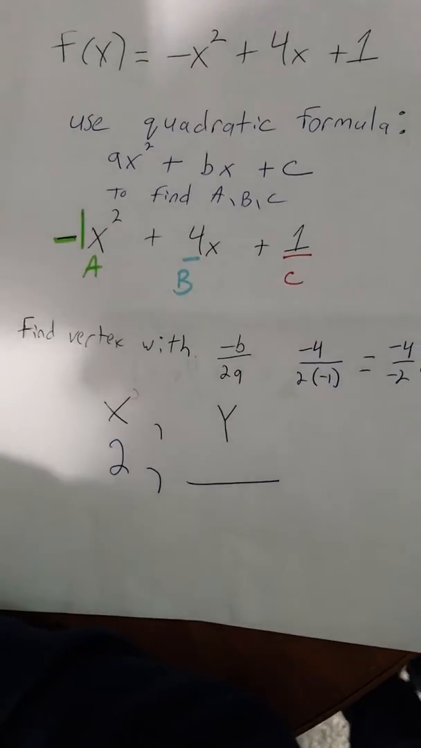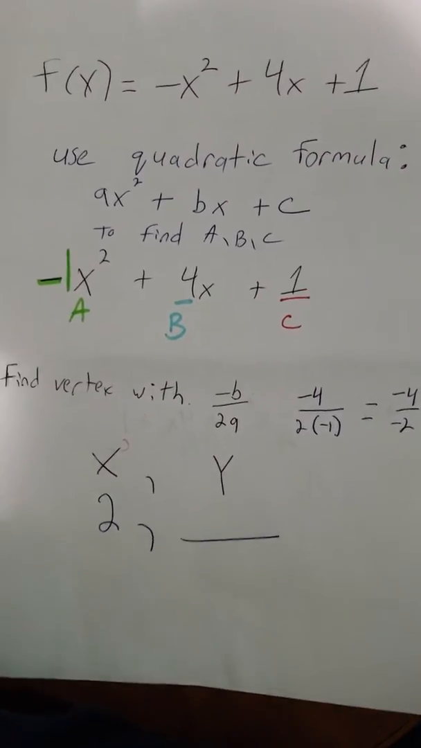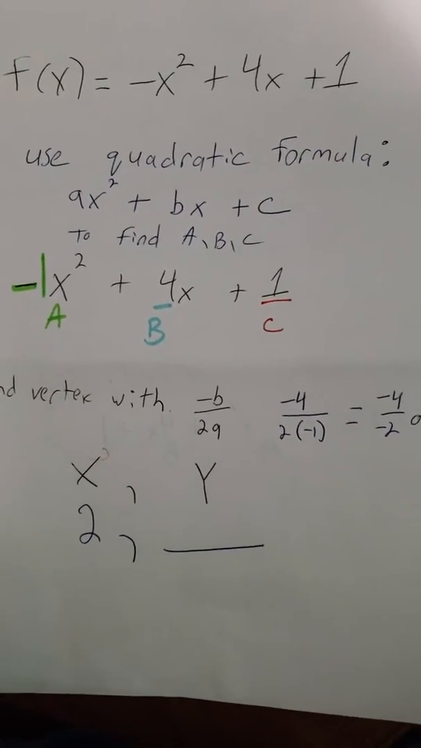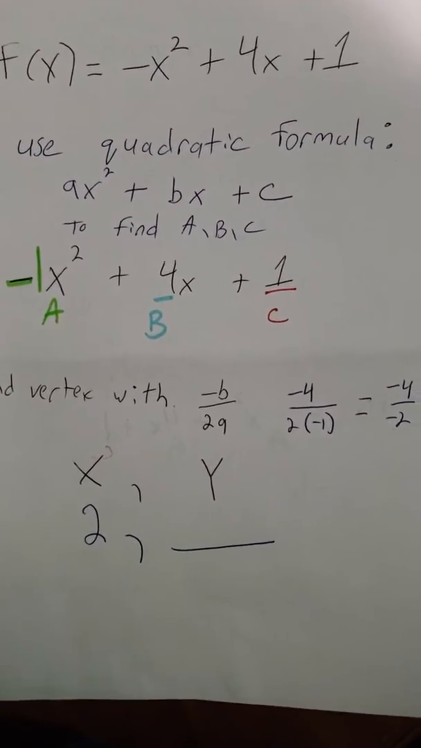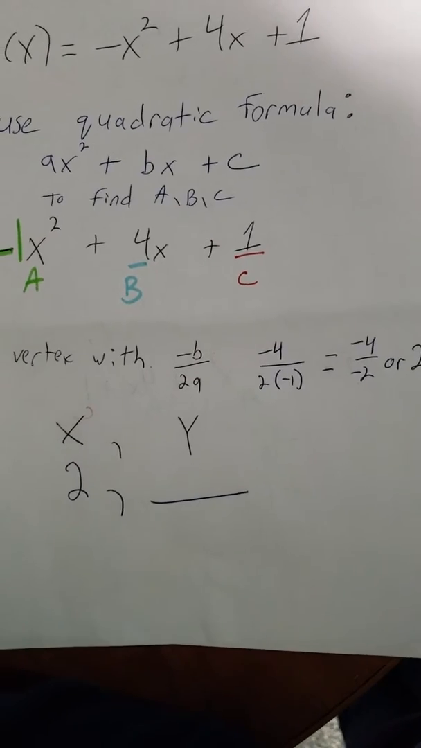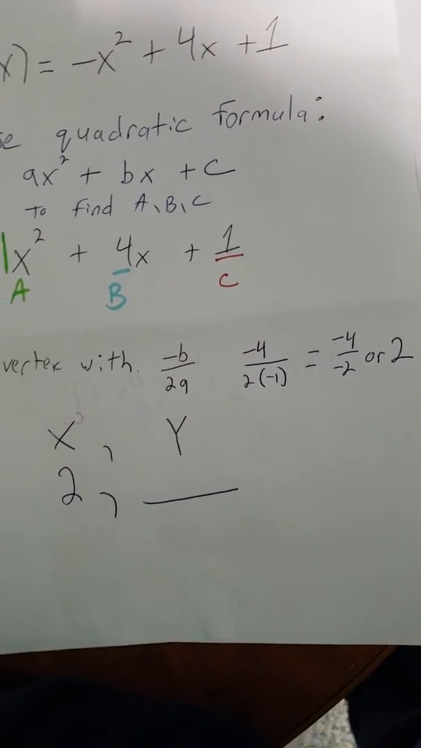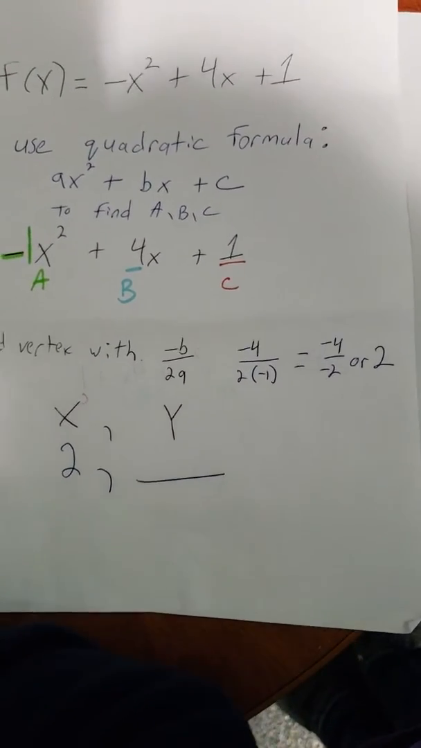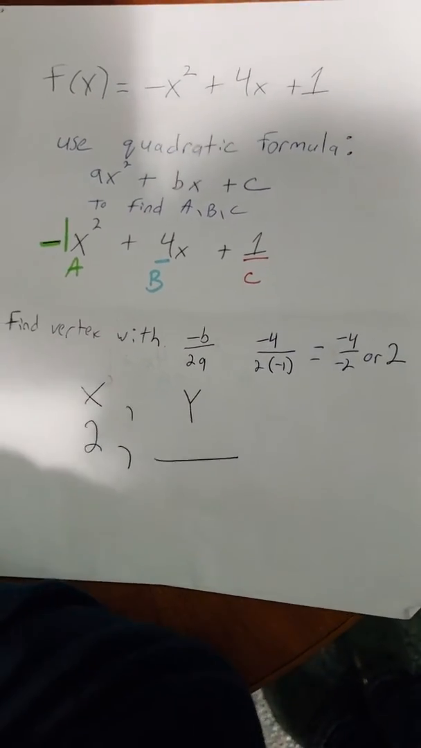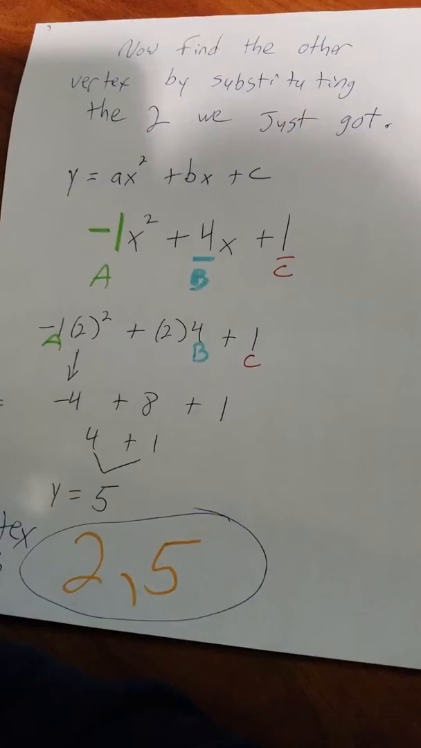Now, we're going to plug that in, and it's going to be negative 4 over 2 times negative 1, and that is going to equal negative 4 over negative 2, or positive 2. Now we have our x. Now all we have to do is plug in x and get our y.